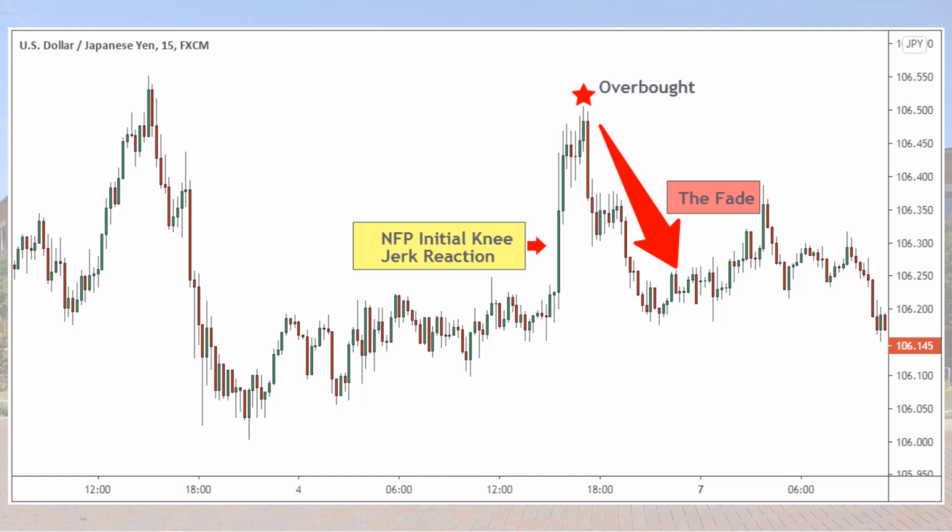Now, we don't want to normalize fading every NFP spike because that is a recipe for disaster. As a general rule, we only look to fade spikes into key technical levels like a prior swing high or low. The trading secret we use is to look for key levels on a higher time frame but manage the trade on intraday time frames.